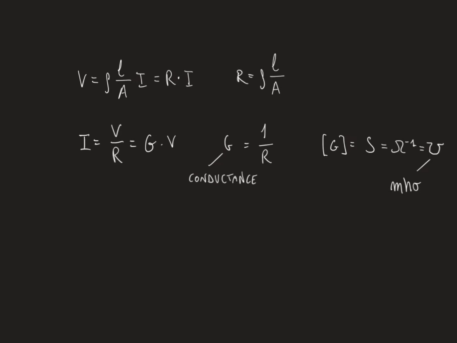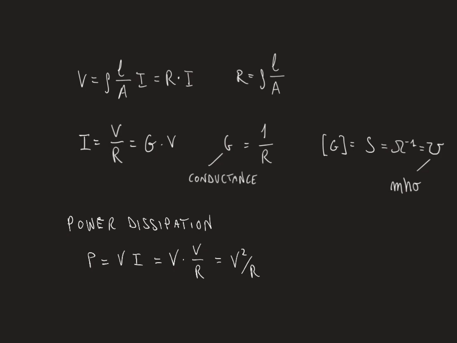Power dissipation in a resistor can be calculated as P equal V times I according to the well-known definition. We can replace I with its expression based on Ohm's law, and what we get is V over R, and eventually V squared over R.